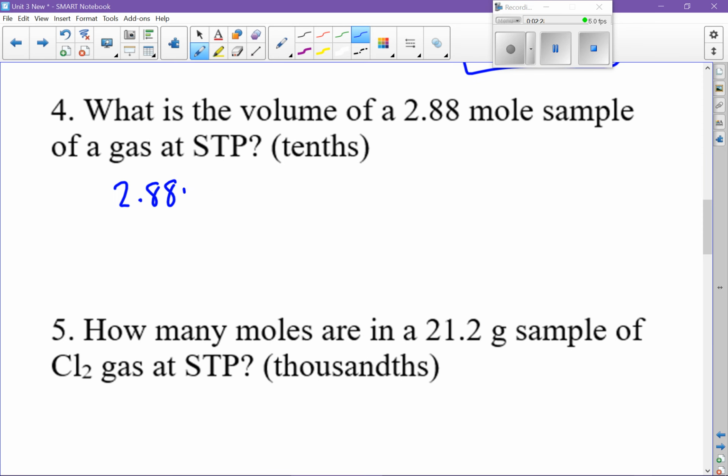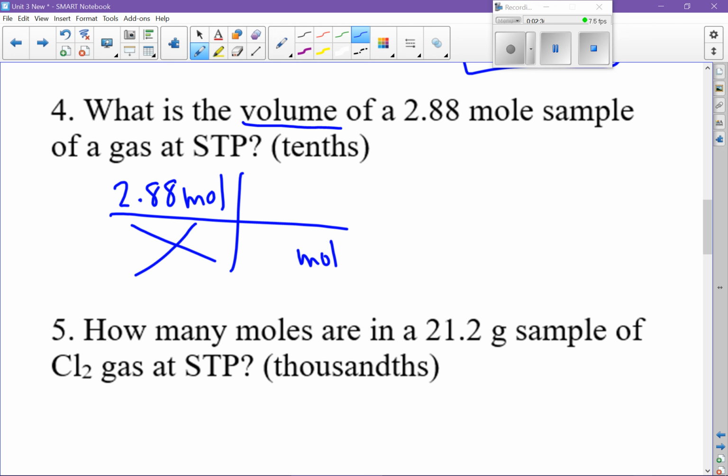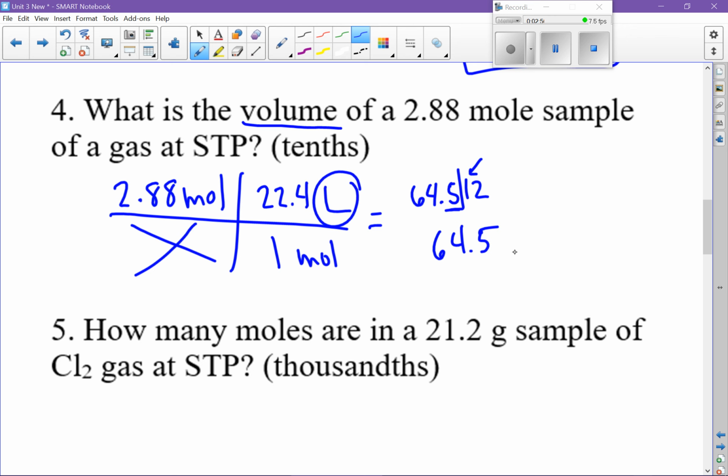Here I start with 2.88 moles from the question. Don't need anything underneath. I have moles up, moles down. I'm looking to calculate the volume. Volume means liters. Magic number for liters is 22.4. Moles always gets a 1. When you throw that in your calculator, you get 64.512. If I round that to the tenths place, that's here at the 5. The 1 means that we can stay, so I keep it at 64.5. I was looking for liters, so that's what goes on my answer.